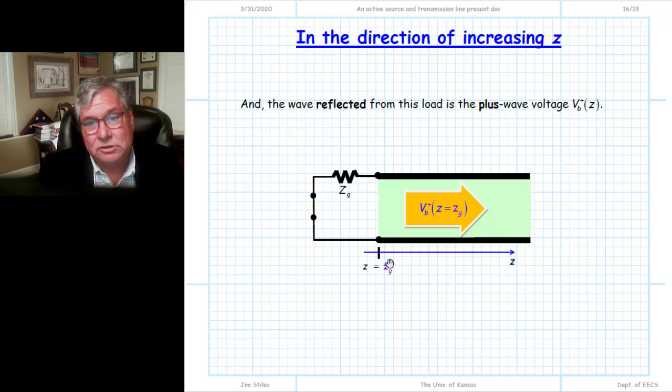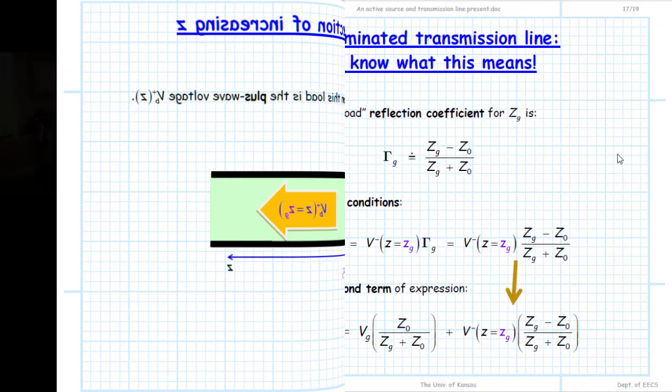And this just shows that the wave that is reflected from this load, this source impedance, and again, now it's a passive load since this voltage is turned off, the wave that is propagating away from this passive load, is the wave that's propagating in the direction of increasing z. That is our plus wave. The plus wave is reflected from this load. The minus wave is incident on this load. Again, exactly opposite from when we had a load on the other end.